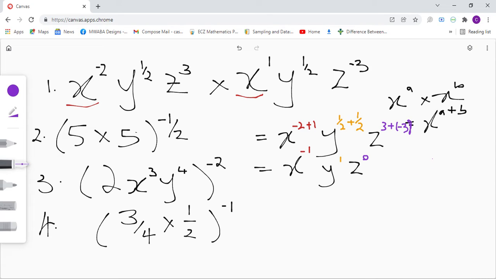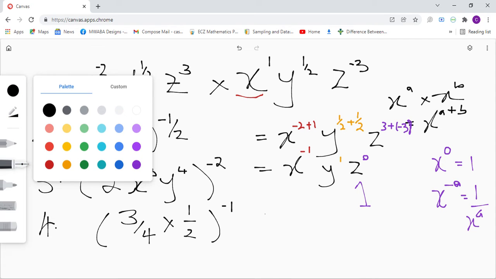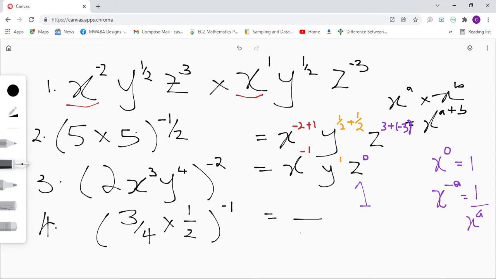Okay, so if you remember the law of indices, any base raised to the power 0 equals 1. So our z becomes 1, right? Then any base raised to a negative power, get the reciprocal. So we have x to the power negative a equals 1 over x to the power a. So we're going to apply this to x to the power negative 1. That's going to be 1 over x. So we're going to have x as our denominator and y as our numerator. Y over x. So that is your answer.